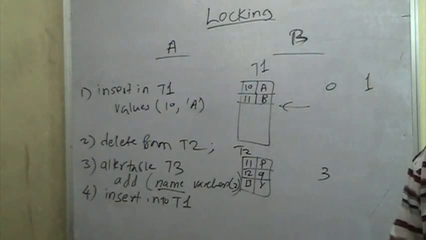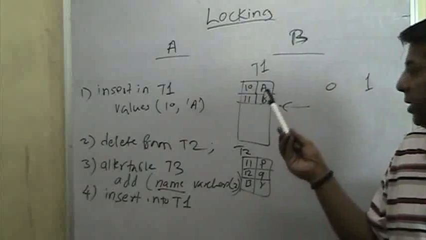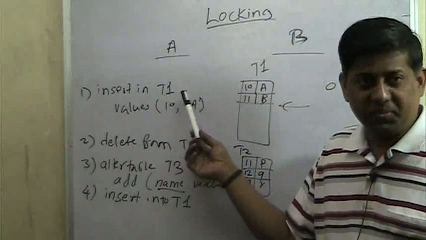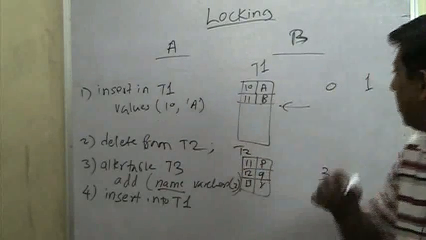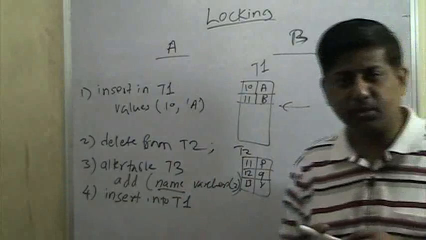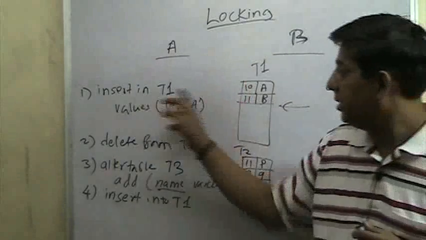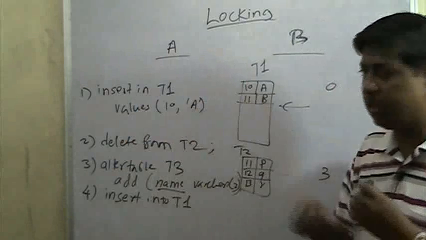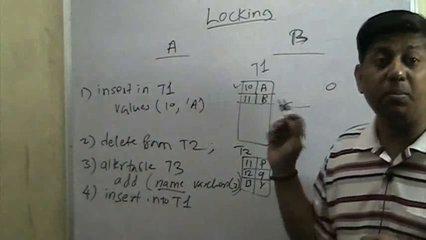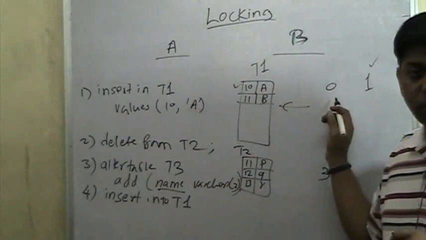So let us discuss what is happening here. The correct answer is 1. So let us see how it works. Insert into T1 values. One row is inserted here, but not yet committed. So this guy still says 0.